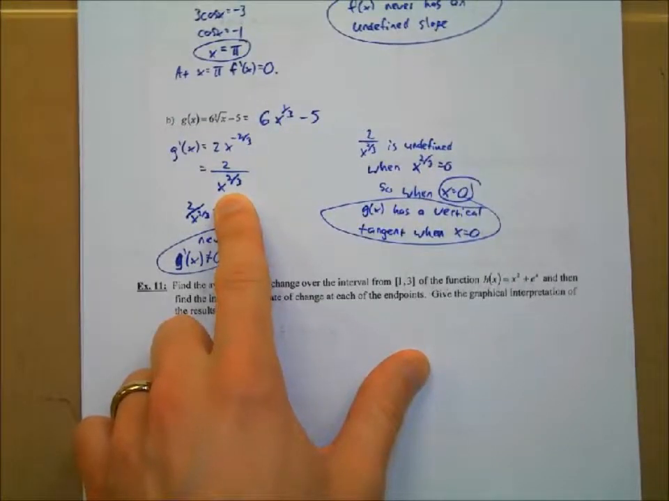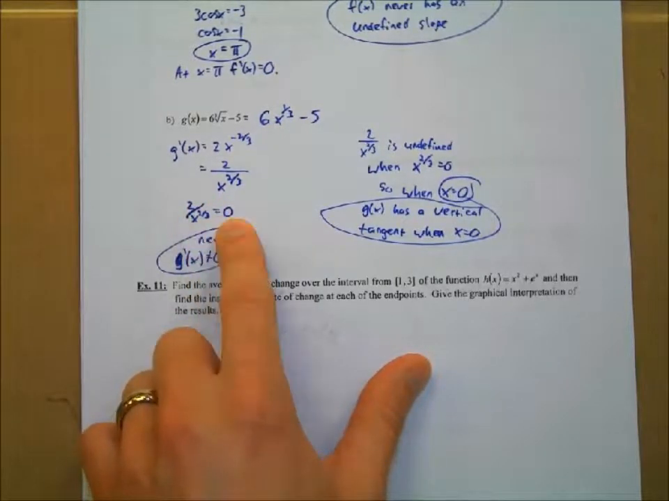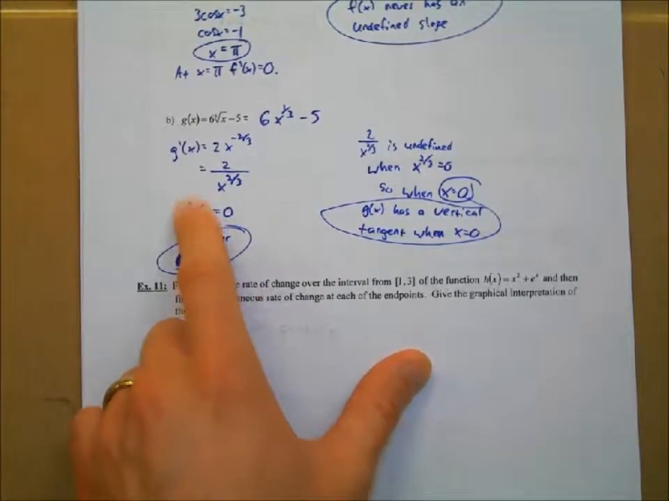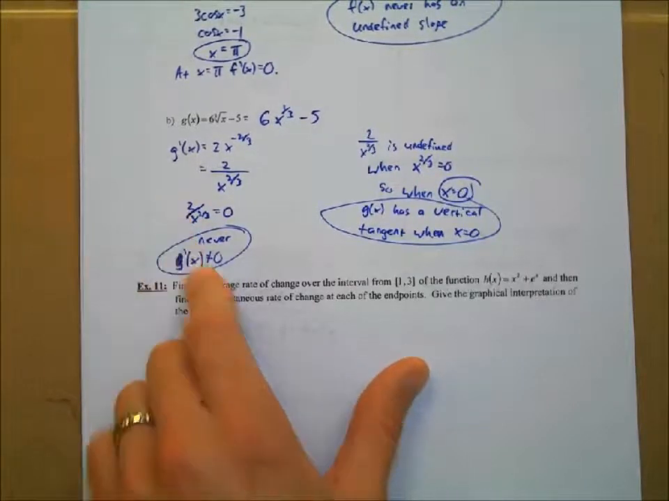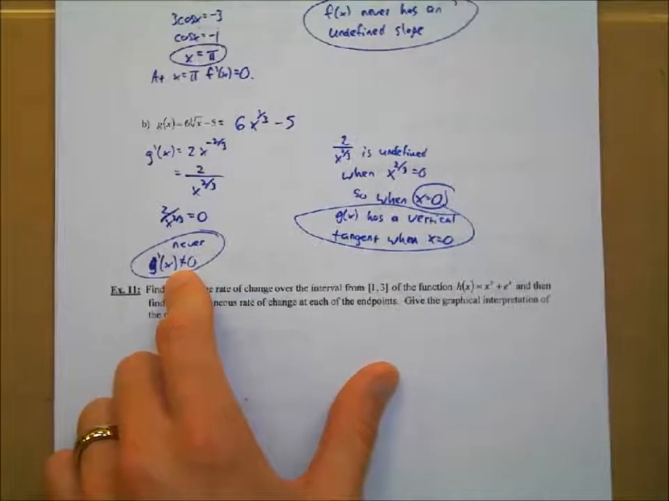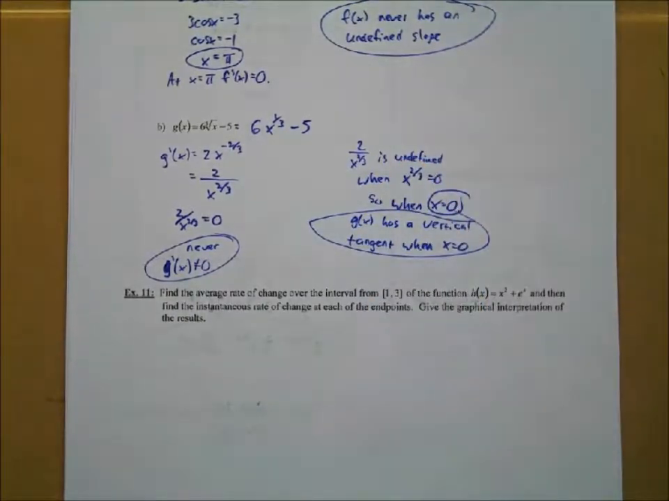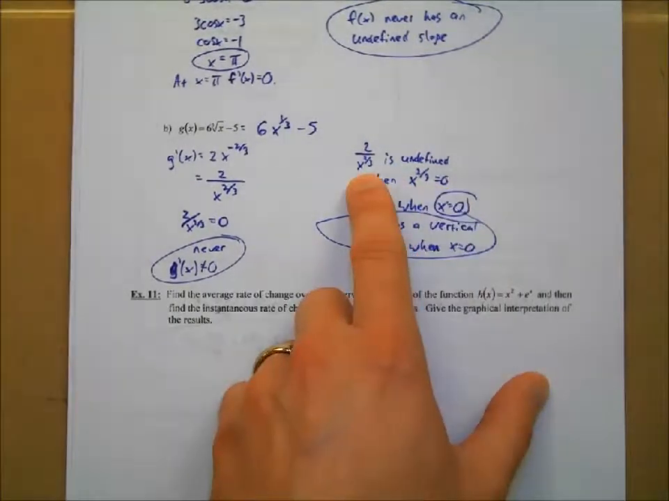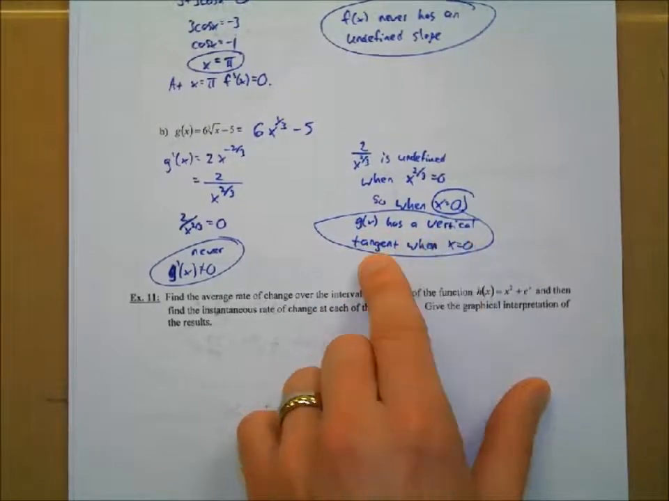We set that equal to 0 to see when the slopes are 0. When will this thing equal 0, though? Never, right? A fraction only ever equals 0 when its numerator is 0. But 2 will never be 0. And so this thing never equals 0. So g of x never has a horizontal slope. 2 over x to the 2/3 is undefined when x to the 2/3 equals 0, when the denominator is 0. So that's when x is 0. So g of x has a vertical tangent when x is 0.